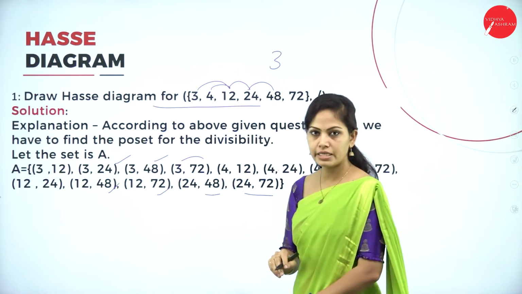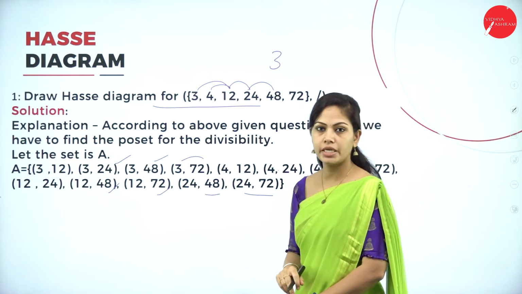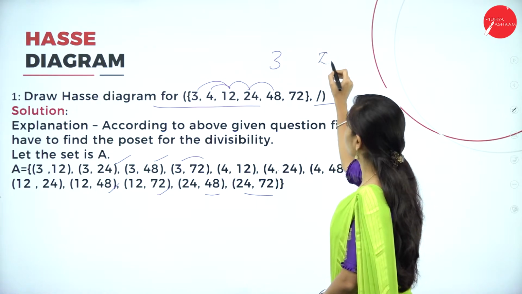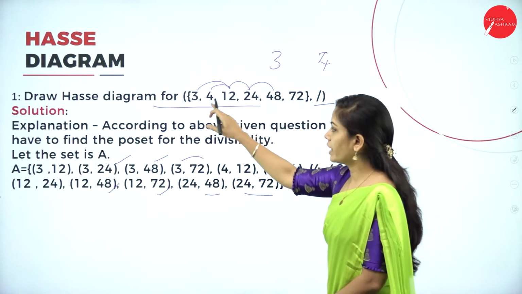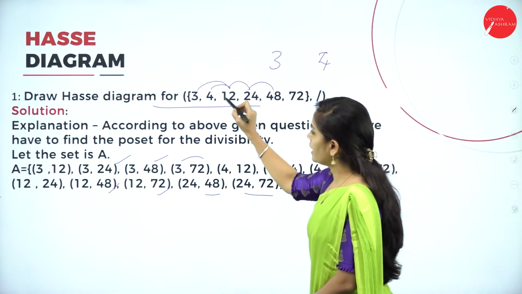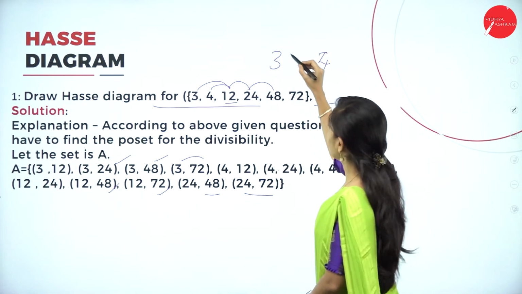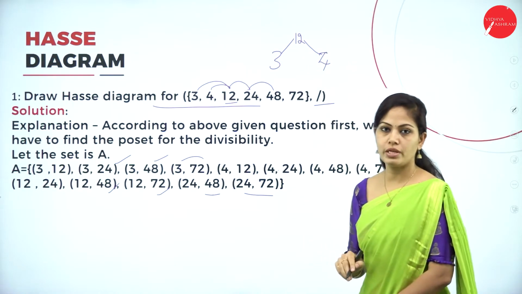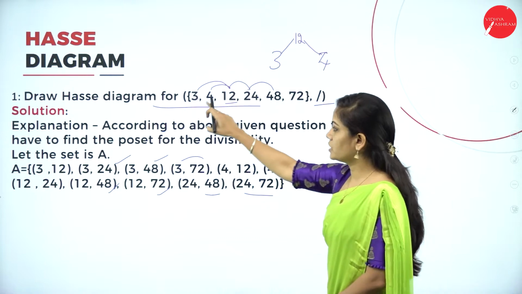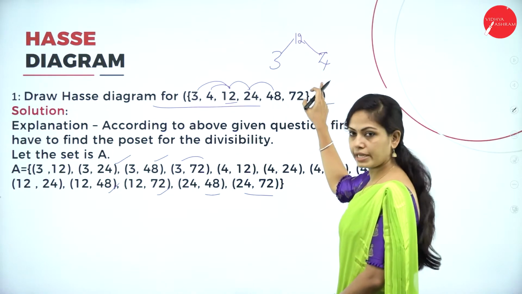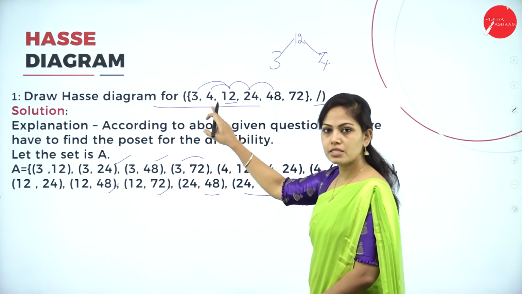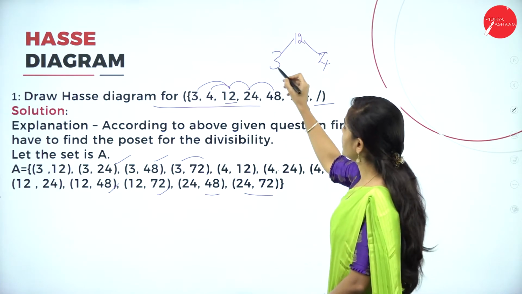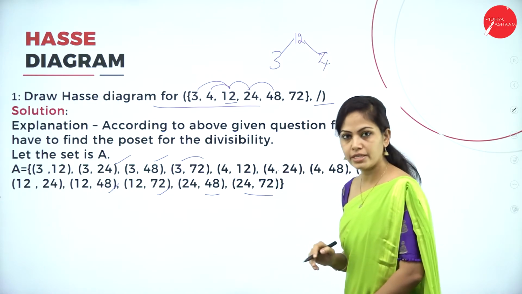3 is a least element. The first element is 3 and the next element is 4. 3 cannot divide 4, right? 3 cannot divide 4. So the next element is 12. 3 can divide 12 and 4 can also divide 12, right? So 3 is the first element and 4 is the second element. 3 cannot divide this 4. And the next element is 12. 3 can divide 12, 4 can also divide 12.